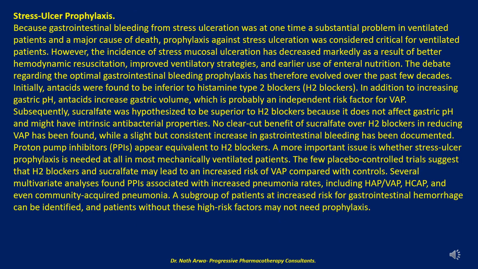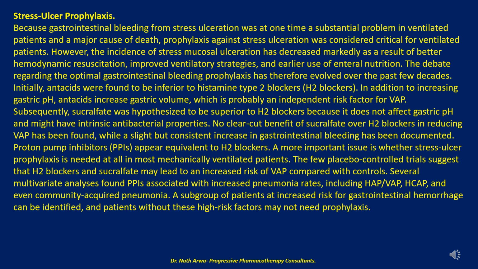We will now discuss stress ulcer prophylaxis. Because gastrointestinal bleeding from stress ulceration was at one time a substantial problem in ventilated patients and a major cause of death, prophylaxis against stress ulceration was considered critical for ventilated patients. However, the incidence of stress mucosal ulceration has decreased markedly as a result of better hemodynamic resuscitation, improved ventilatory strategies, and earlier use of enteral nutrition. The debate regarding the optimal gastrointestinal bleeding prophylaxis has therefore evolved over the past few decades.